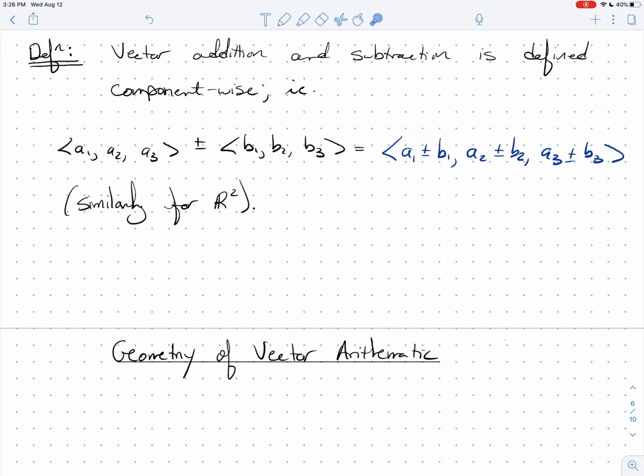And of course, a similar definition for vectors in R2. I won't bother to write that down because you understand it. What I want to focus on, since the actual arithmetic is so straightforward, there's really no surprises there, I do want to focus on the geometry of vector arithmetic because there are some surprises here. It's really nice how it can be visualized.